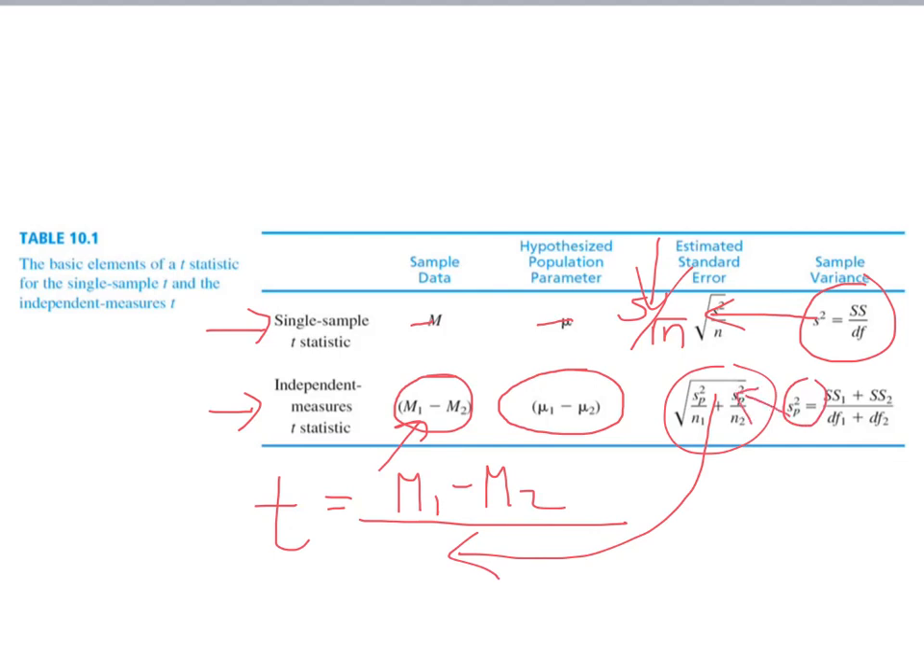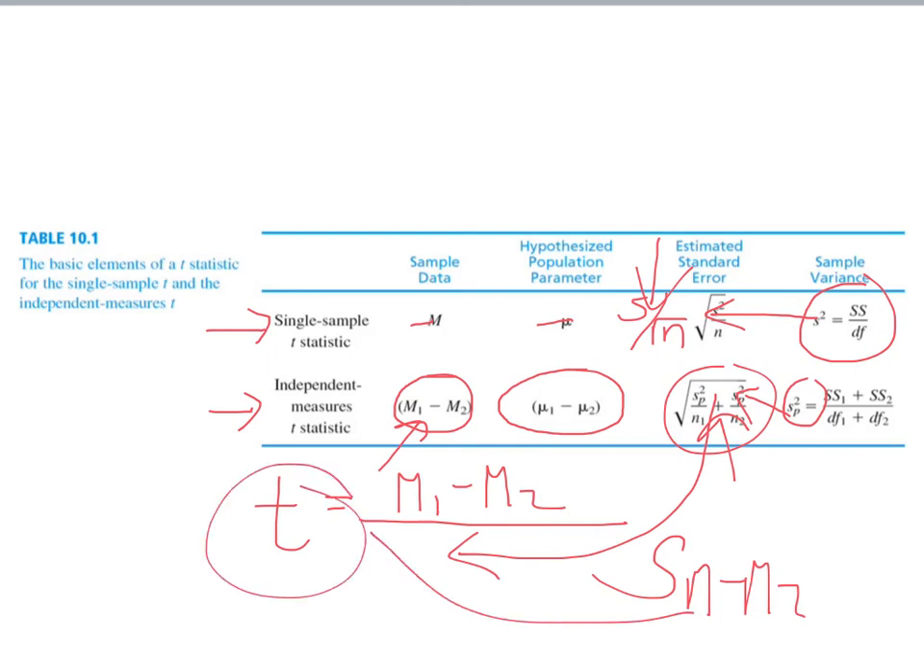We substitute the S squared P into this formula, and that gives us the standard error of the mean differences, which gives us our t-value. And if that's large enough, we reject the null hypothesis. If it isn't large enough, it doesn't pass the critical value, we do not reject the null hypothesis.